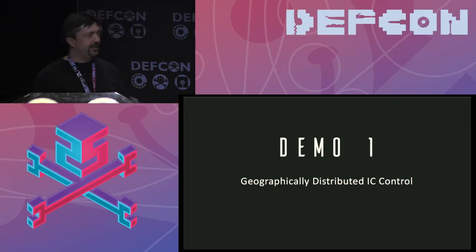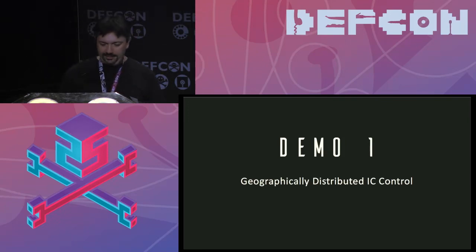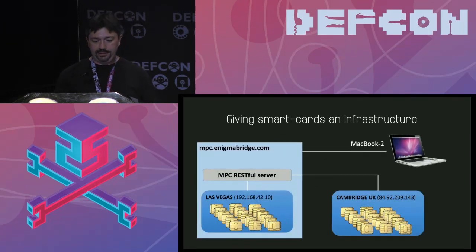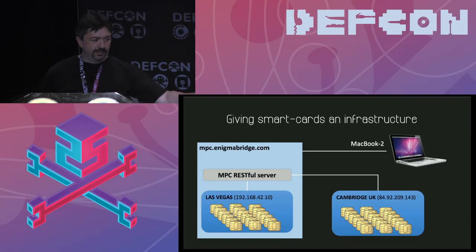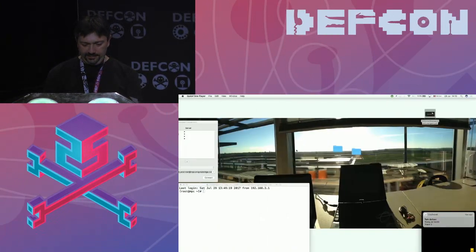So we got 3 demonstrations. I will try the first one, which is about showing geographically distributed control of integrated circuits. What I will use is my laptop and a black box that is next to me. It has 120 smart cards inside and runs the RESTful server I will talk to. But I will also try to connect to another set of 120 smart cards that are just now sitting in our Cambridge office in the UK. So, if everything goes well.